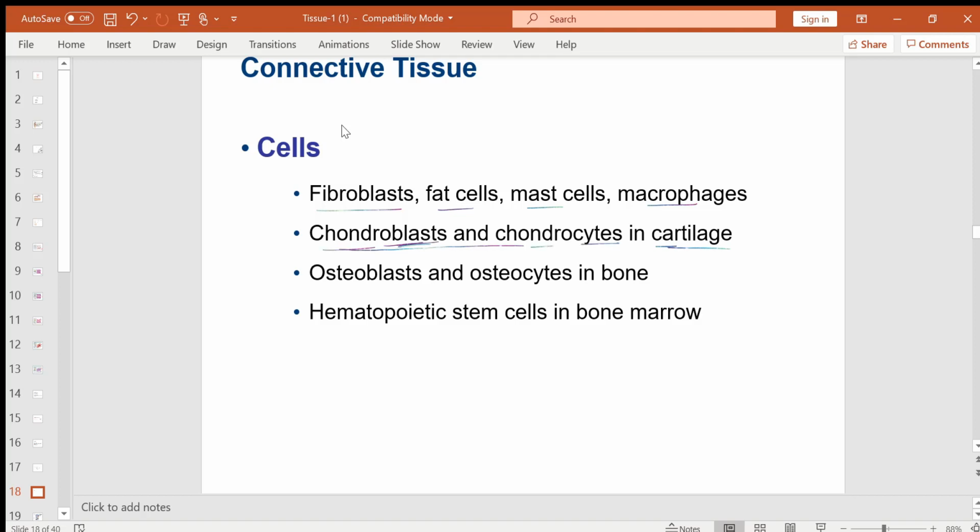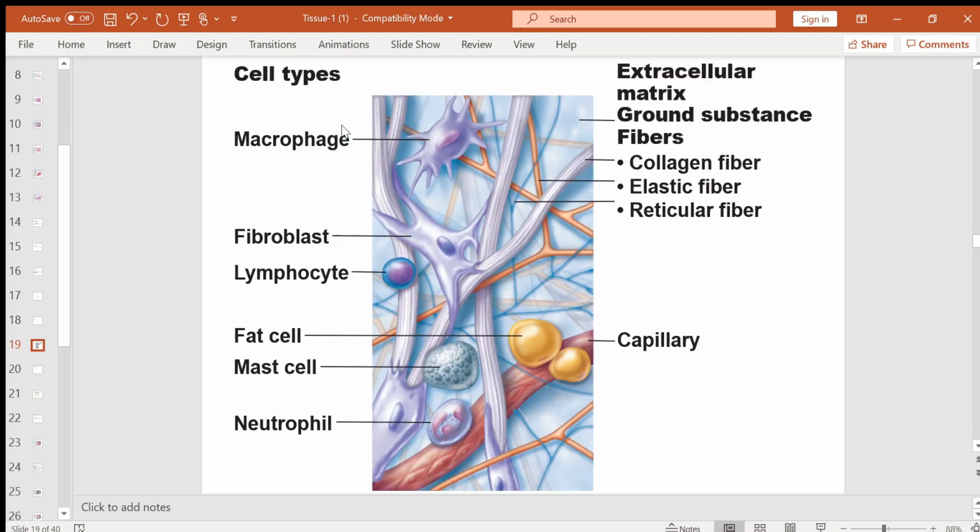Since bone is a connective tissue, the cells of the bones are connective tissue cells. Osteo means bone, osteoblasts are young bone cells, osteocytes are mature bone cells. Hematopoietic stem cells are in the bone marrow. So all those belong to connective tissue cells. Here you see what I showed you before: you have cells, ground substance, and matrix fibers.